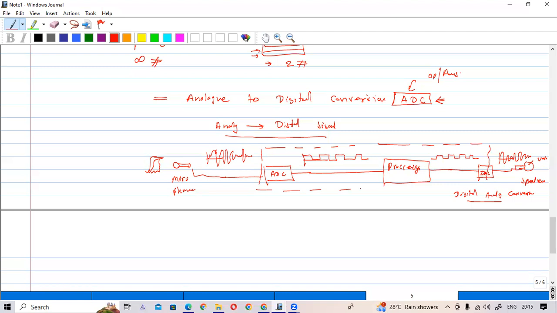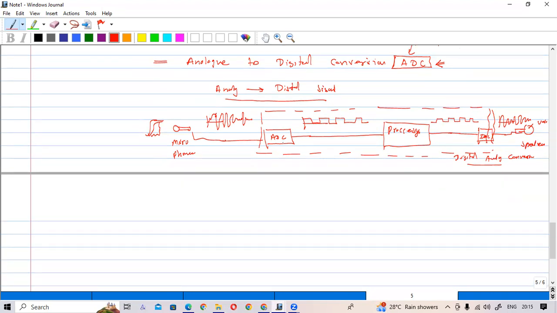Okay, so for any digital system you should have these 3 steps: analog to digital conversion, then the processing, and then digital to analog conversion. This is very important. For every digital system, you have to go through these 3 processes. Analog to digital conversion, processing, we don't know any processing yet, and then digital to analog conversion.